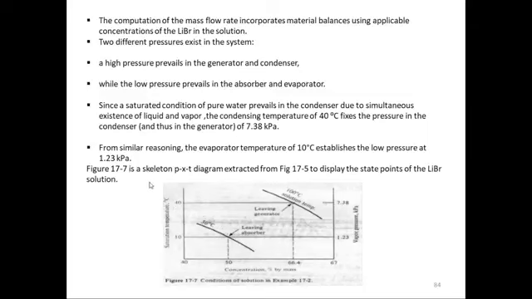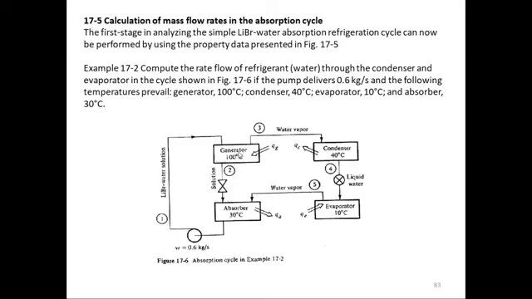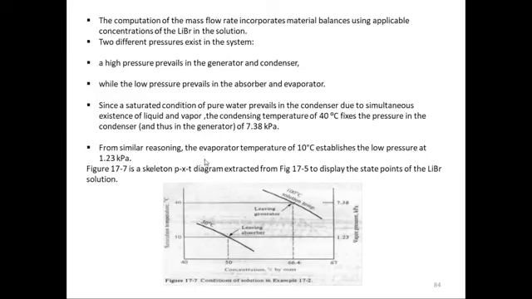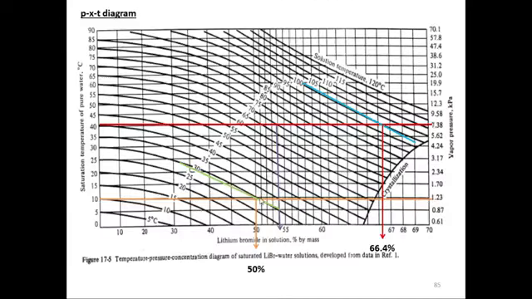Now, figure 17-7 is a skeleton PXT diagram extracted from 17-5 to display the state points of lithium bromide solution. So we have lithium bromide solution in the evaporator and in the condenser. Low temperature in the evaporator, high temperature in the condenser. So we know the solution temperature and we know the pressure in there, so we can find out the concentration using figure 17-5. We know that the generator is 100 degrees centigrade, pressure is 7.38, and we know the absorber is 30 degrees centigrade and the pressure is 1.23 kilopascal.